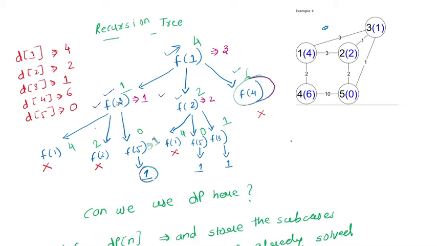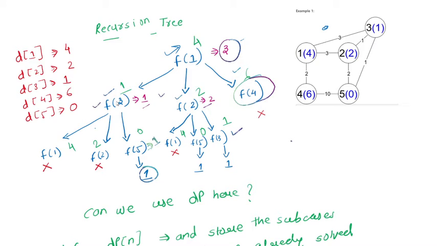Let's explore this case. Vertices adjacent to 2 are 1, 5 and 3. D of 1 is greater than D of 2, hence we won't consider this case. D of 5 is 0 and D of 2 is 2, hence we have to consider this case. We already know its solution is 1, so I will return 1. And D of 3 is less than D of 2, hence we have to consider this case. We already know the solution of 3 from here, right? Hence I will be returning 1 here, so f of 2 is 2, f of 3 is 1, and f of 1 is 3, right? So this is what the recursive tree for this particular example looks like.